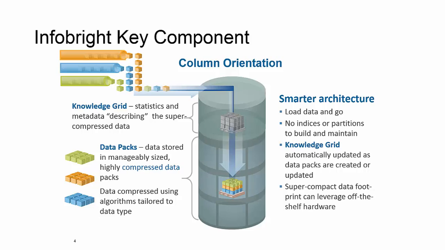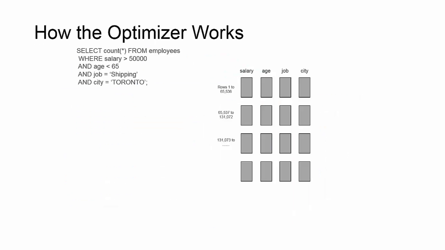So the knowledge grid has information about every single column of every single table, and that is done as the data is loaded. It means there's no need for any creation of indexes or to partition your data, and it's immediately available for querying as soon as it's loaded. The knowledge grid is automatically updated as data packs are created or updated. So we have this set of information to be used whenever any queries are carried out.